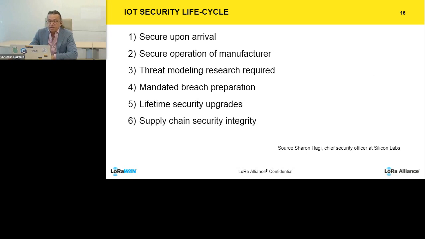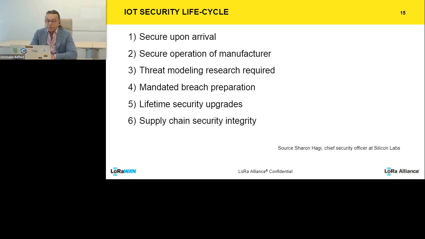So I'd like to speak about the security lifecycle. First of all, secure upon arrival. A new IoT device should be ready for use with no additional steps and no further configuration to be fully secured. Secure operation of manufacturer. The device should be produced according to a set of security practices and operations. This is to avoid any security breach due to a compromised network, security, or lack of security process. The device manufacturer should comply with security standard best practices.